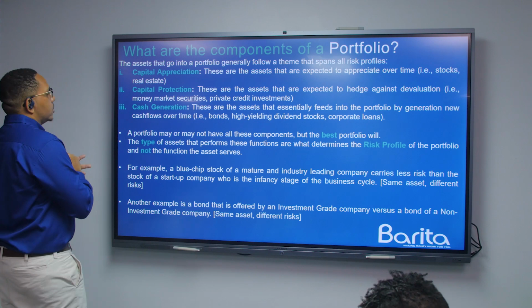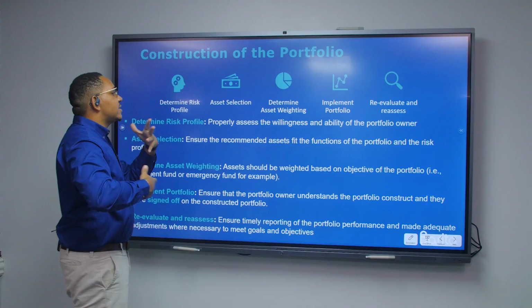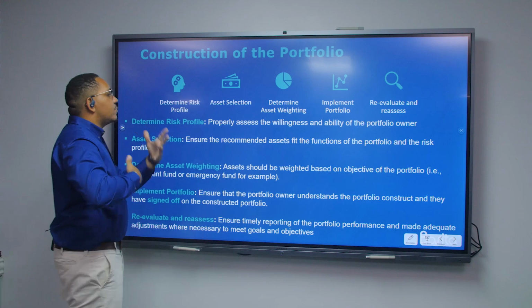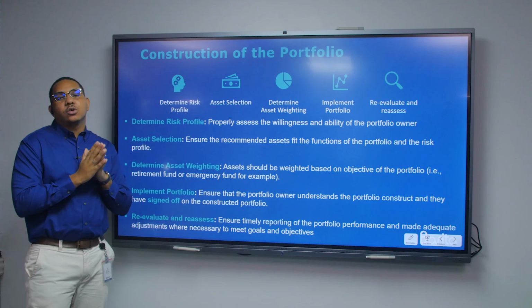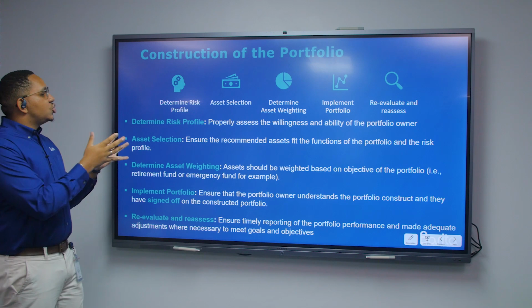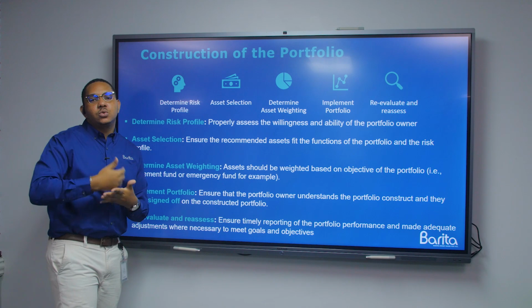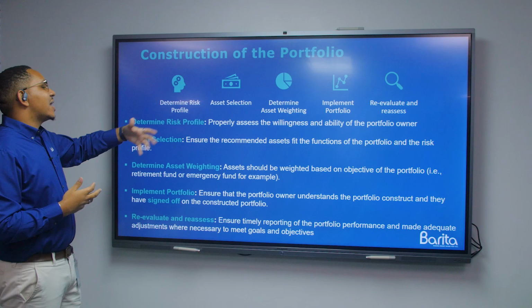All right, cool. So the next stage, when we're speaking about construction of a portfolio, there is a stepping stone or process to it. But I made a point earlier, there's no right or wrong way to do it. These are not all the steps. You probably can take out some, but these are generally to create the best portfolio. These are the five steps that we'd ideally want to say you need to do when you're creating a portfolio, right? One, you have to determine the risk profile. At the onset of any conversation, you need to determine the risk profile.